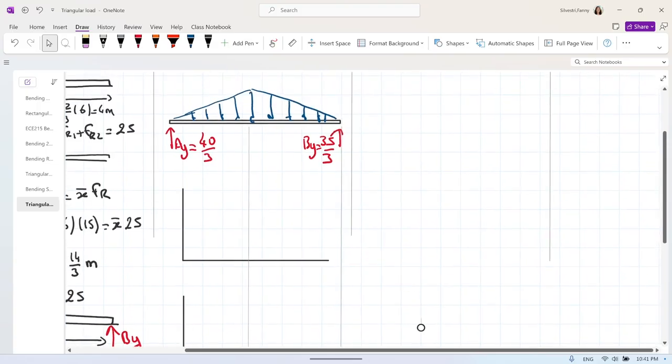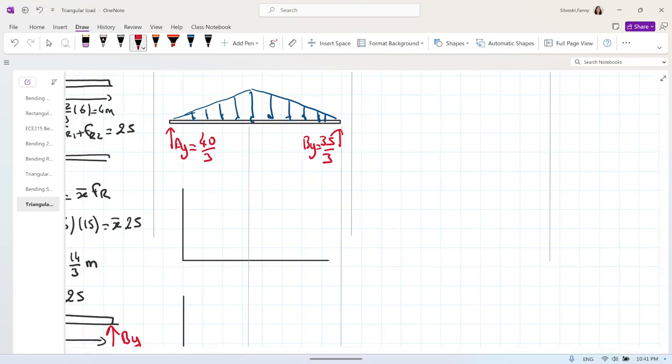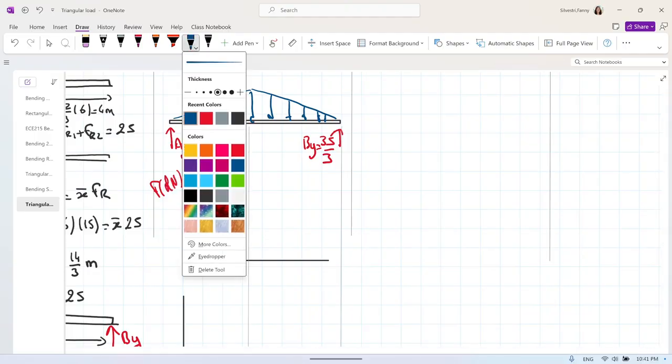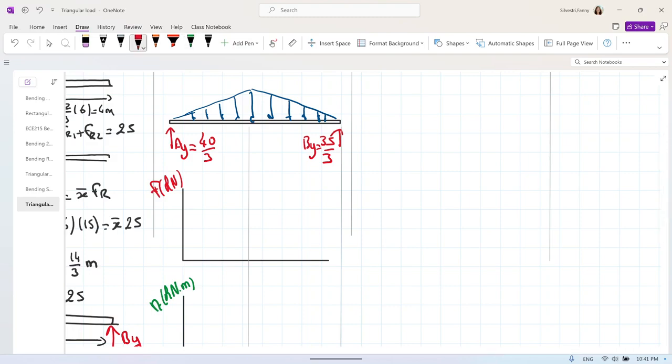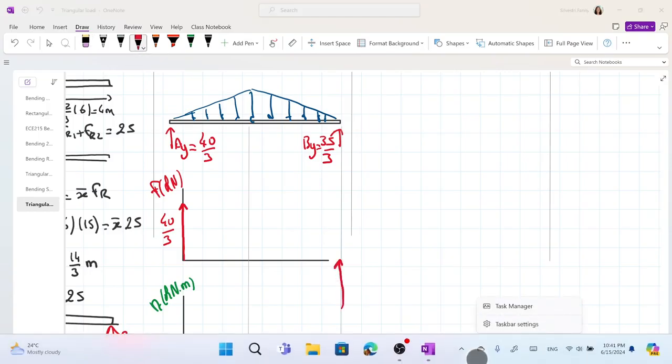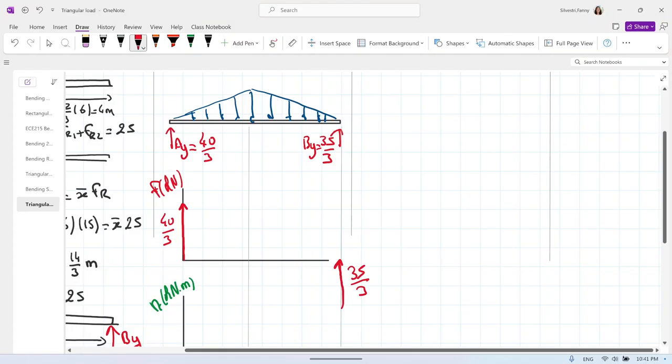So what we know, we don't know a lot of things. For the shear forces, this one is the force in kilonewton. And the second one, I will do it in green. This one will be the moment in kilonewton meter. What we know for the forces, at the beginning we go up 40 divided by 3, and at the end we go up 35 divided by 3. That's what we know.